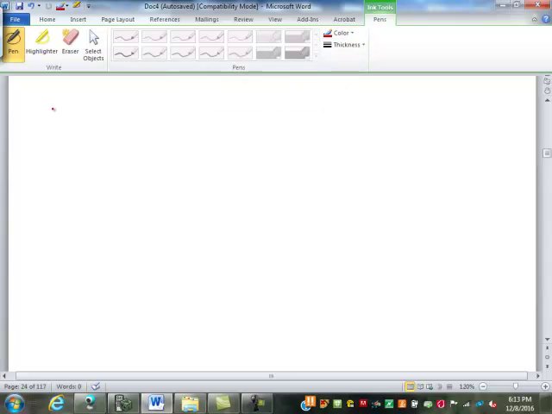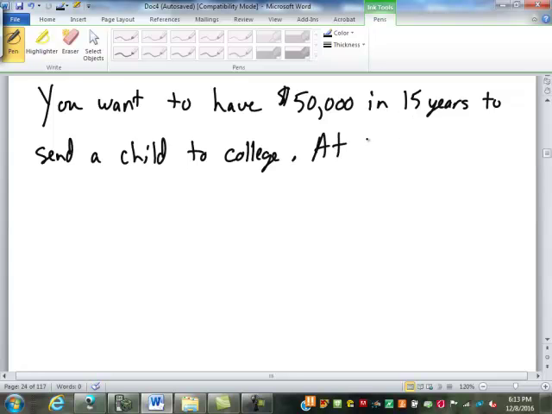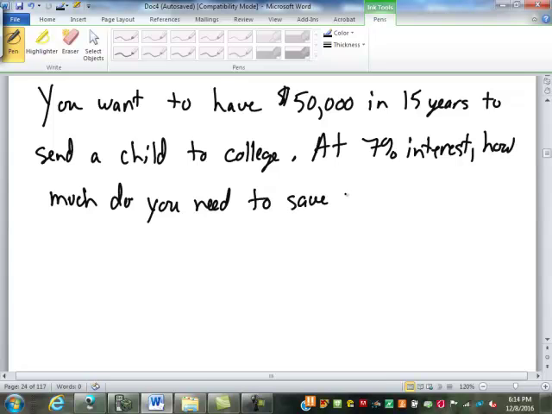Okay, so let me do this. You want to have $50,000 in 15 years to send a child to college, at 7% interest. How much do you need to save each month?